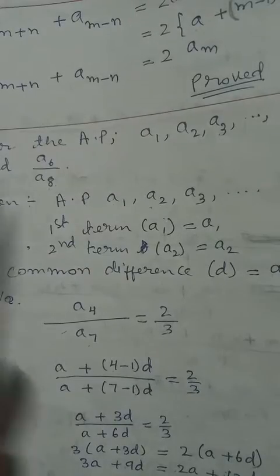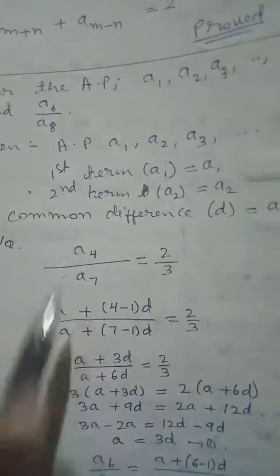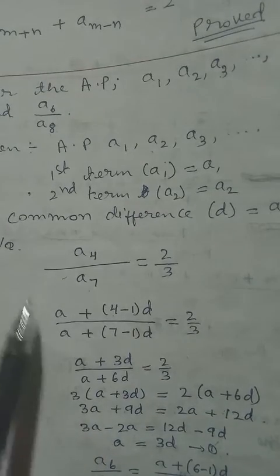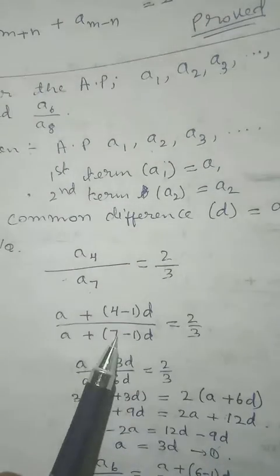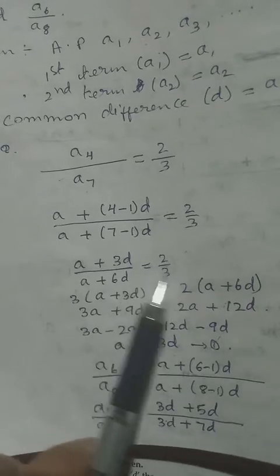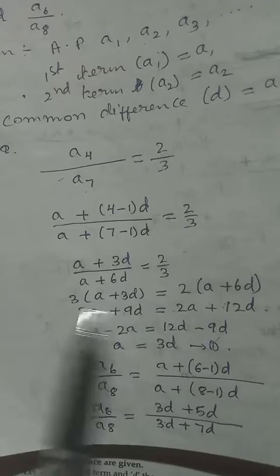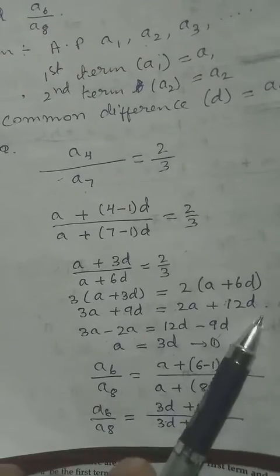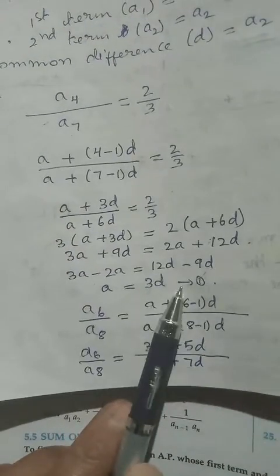a4 by a7. For a4 we can use the general term, but in place of n we put 4. For a7 also we use the general term, but in place of n we put 7. Then 4 minus 1 is 3, 7 minus 1 is 6. Now we have equality, so let's cross multiply. 3 into a, 3a; 3 into 3d, 9d; 2 into a, 2a; 2 into 6d, 12d. So a and a we bring to this side, d and d to this side. As a result we get a equals 3d.